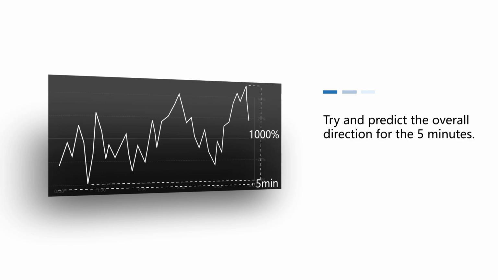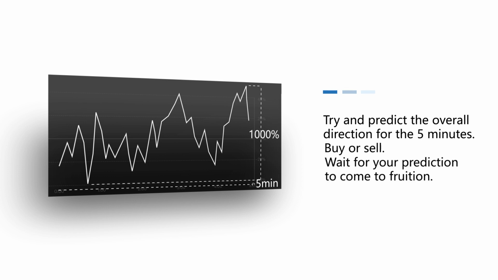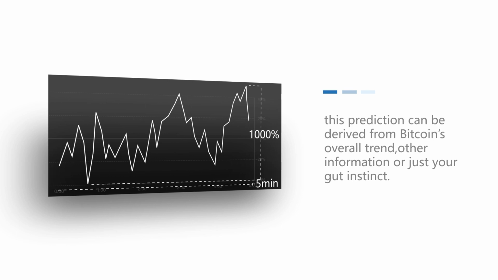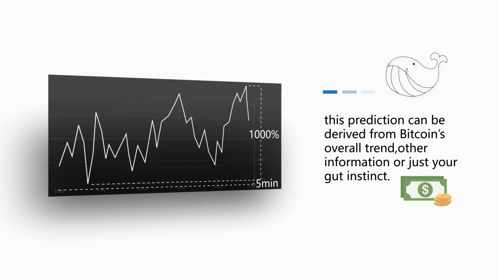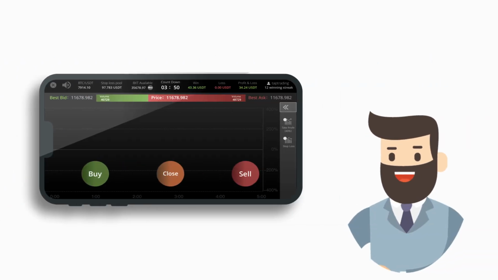That is, try and predict the overall direction for the 5 minutes, buy or sell, and wait for your prediction to come to fruition. This prediction can be derived from Bitcoin's overall trend, other information, or just your gut instinct. Like a greedy whale, the logic behind your strategy is to look for an opportunity where you can make a huge profit at once.